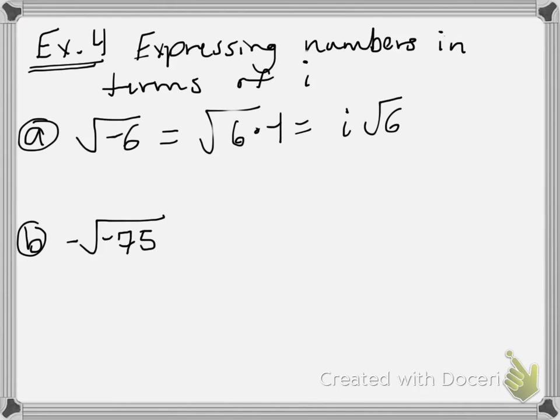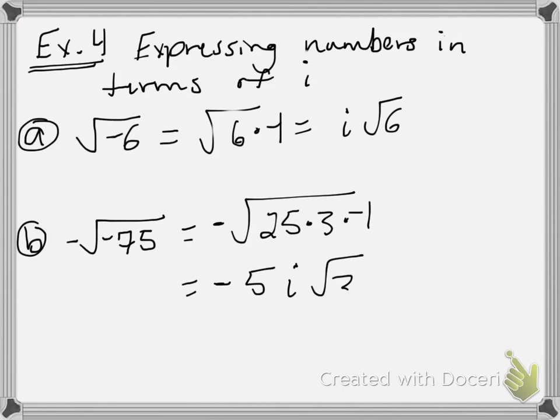And then let's look at letter B, negative square root of negative 75. So the negative stays on the outside. 75 is not perfect, but we know that breaks up into 25 times 3 times negative 1. So the 25 becomes 5. Negative 1 comes out as I, so radical 3 is left under the radical.